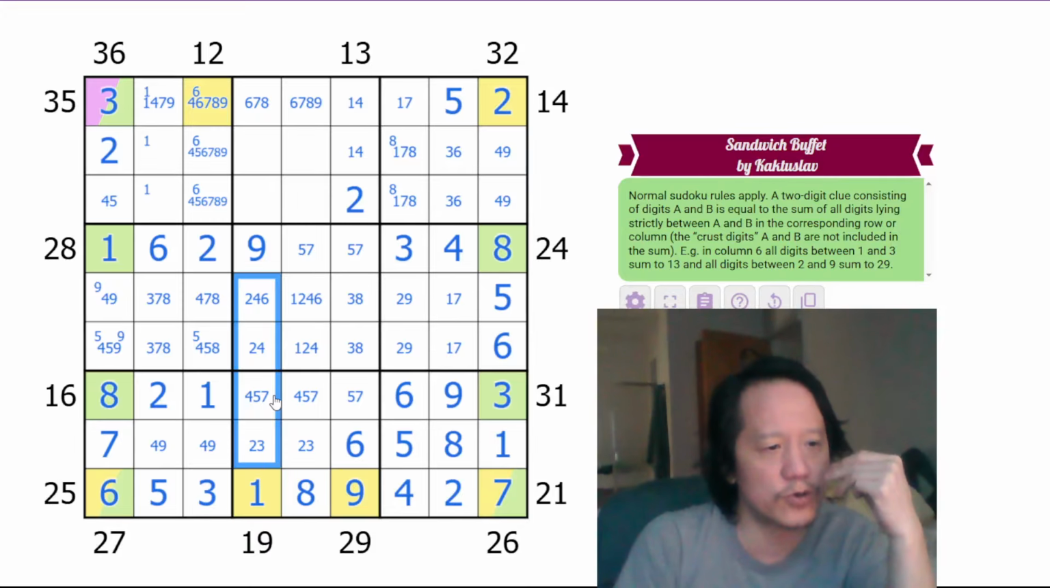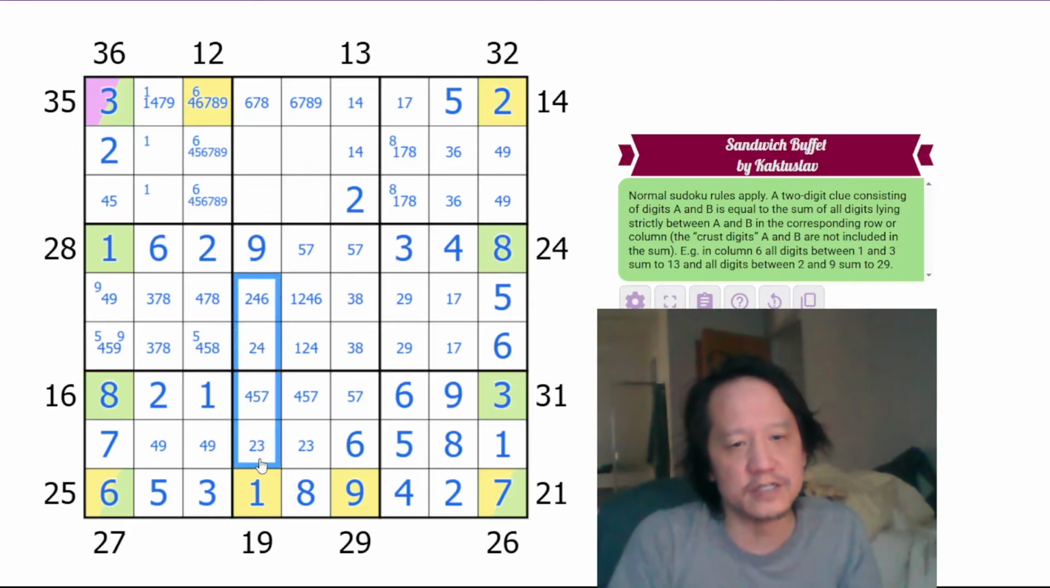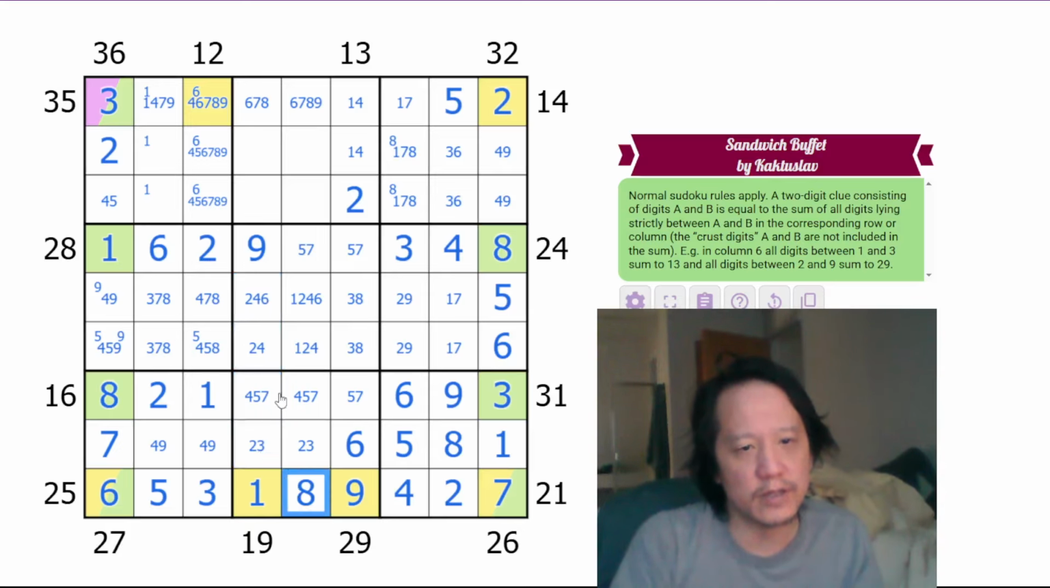19 minus 2 and 4 is 13. So 2 digits must add up to 13. The only remaining digits now are 6 and 7, because 8 is not possible here because of the 8 in the box. This has to be a 3, 8 pair because this can't be 3 or 8, and this can't be 3 or 8. So this must be 6 and 7, which makes this 5, which makes this 7.